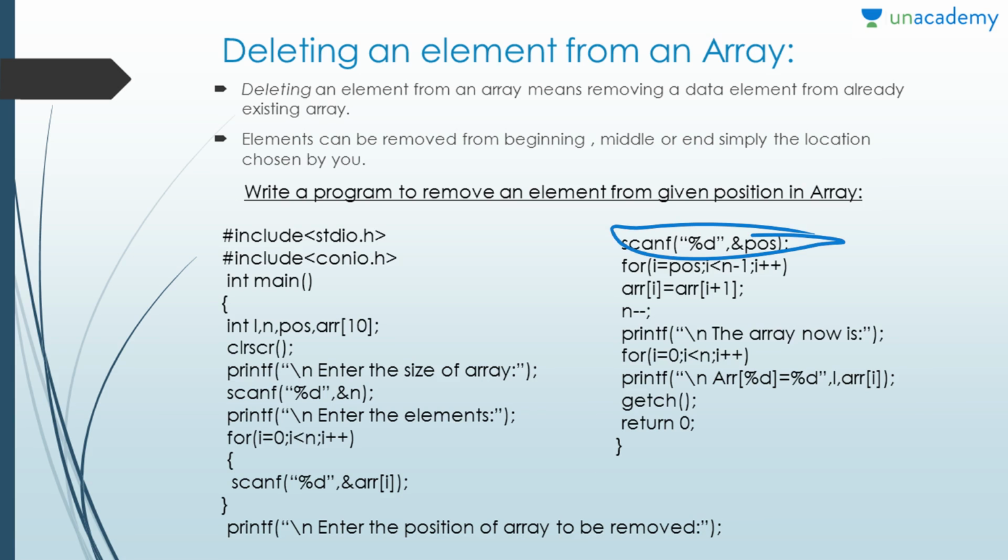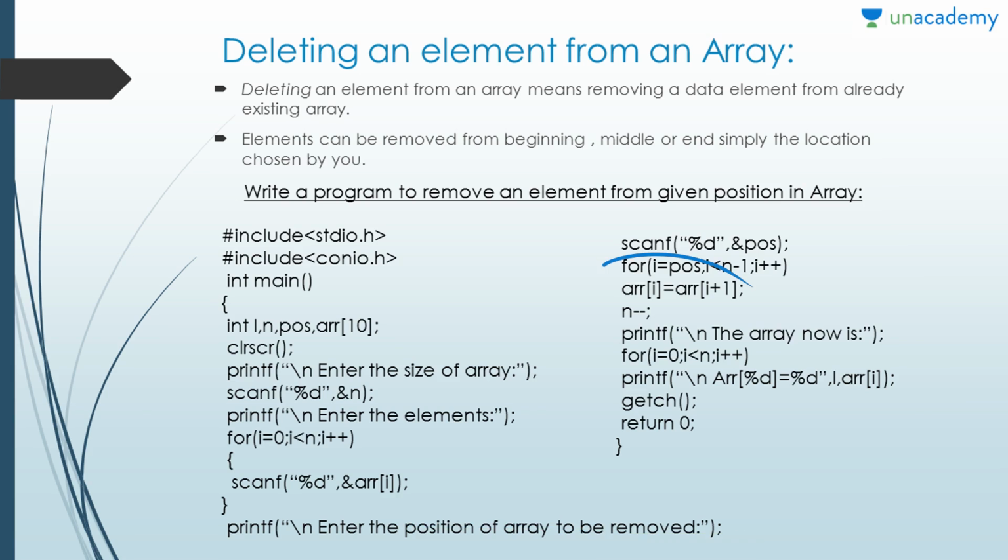So for i equal to position, and i less than n minus 1. Why here i equal to position? Because here we have specified the position. Okay, we have to define the position from where we have to remove that particular element, right? It is less than n minus 1, because we have i equal to position, and the position starts from 0, meaning array of the 0th position, right? So n minus 1 will be used here.